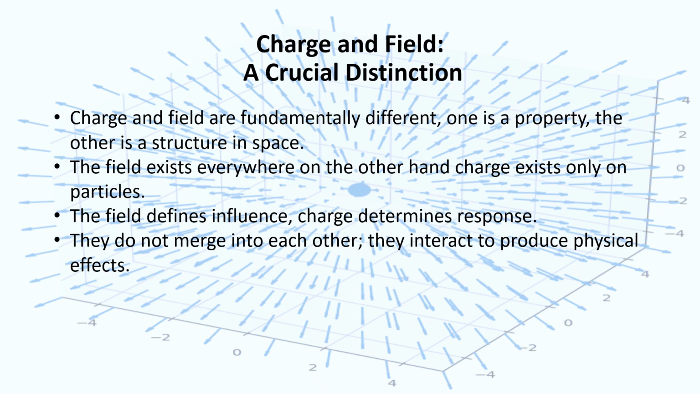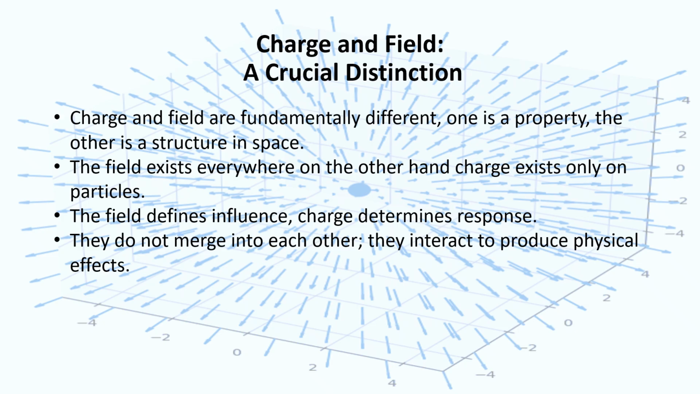So the distinction is clear. The field describes the environment of influence, while charge determines the degree of participation in that environment. They are deeply connected, but they are not the same thing. Charge does not turn into a field, and a field is not a concentrated piece of charge. Instead, they form a relationship. The field sets the stage, and charge is what interacts with it.